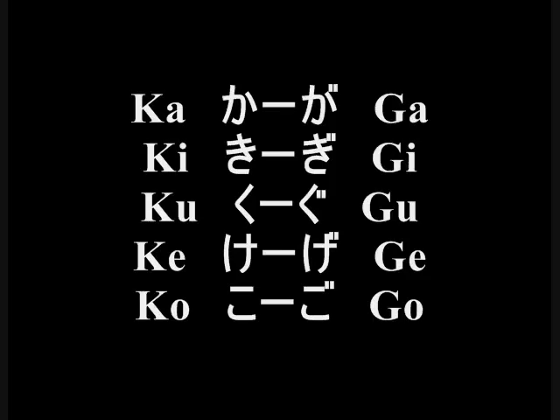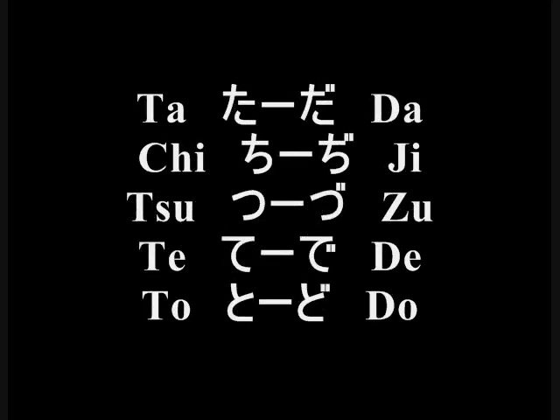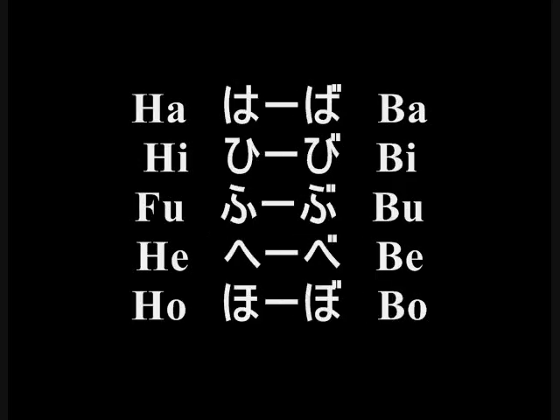By adding your diacritical marks, Ka becomes Ga, Ki becomes Gi, Ku becomes Gu, Ke becomes Ge, Ko becomes Go, Sa becomes Za, Shi becomes Ji, Su becomes Zu, Se becomes Ze, So becomes Zo, Ta becomes Da, Chi becomes Ji, Tsu becomes Zu, Te becomes De, To becomes Do, Ha becomes Ba, Hi becomes Bi, Hu becomes Bu, He becomes Be, and Ho becomes Bo.